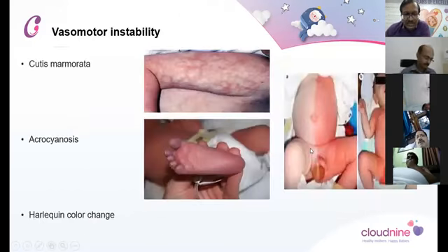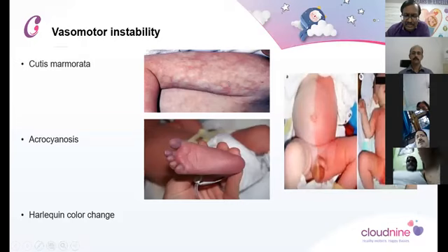Let's see some vasomotor instability. Mainly three lesions we see. One is cutis marmorata, this one, all this reticulate pattern, which is mainly related to the cold. And when you warm the baby, it will usually disappear. And acrocyanosis. And Harlequin color change. You can see there is a fine demarcation, which changes depending on the position.